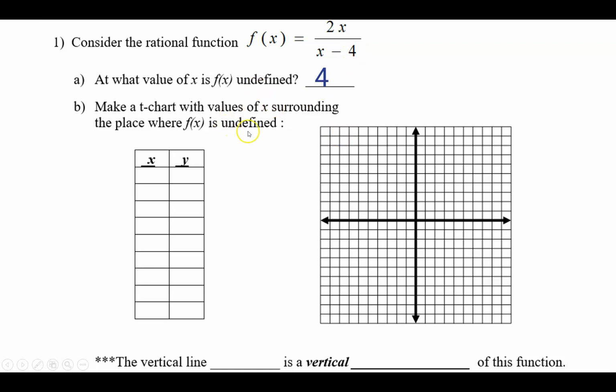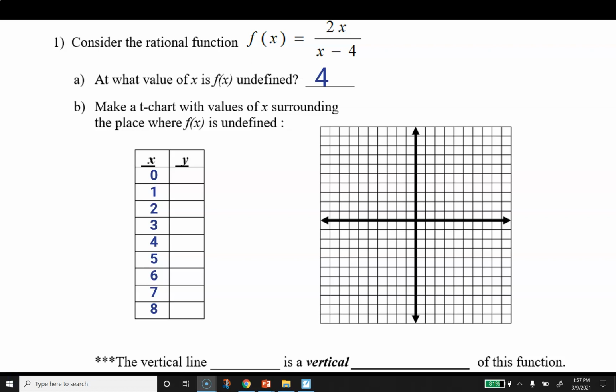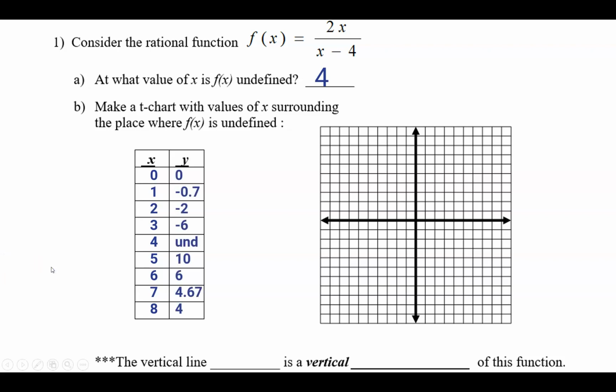Next, let's make a t-chart surrounding that x value. So let's go a little bit below and a little bit above that x value. So what we're going to do is we're going to plug these values into my equation and see what I get out of it. So 2 times 0 divided by 0 minus 4. 2 times 1 divided by 1 minus 4. We're going to do that over and over again, and we are going to be able to complete my table.